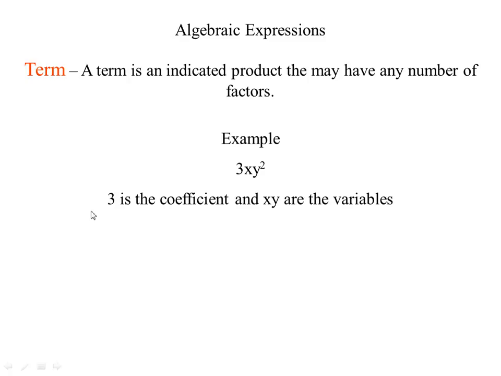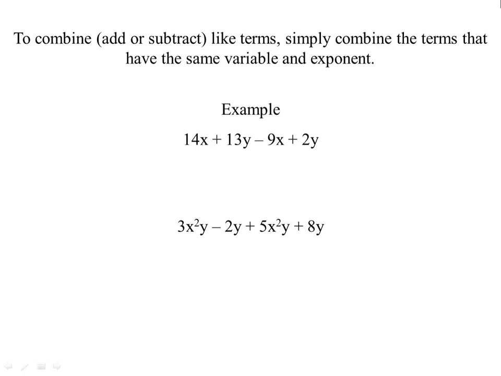For example, this problem here is straight multiplication. To read that, you're going to say 3 times x times y squared. So it is straight multiplication. 3 is going to be your coefficient, x and y are variables, and of course the y is the only thing that's squared here.